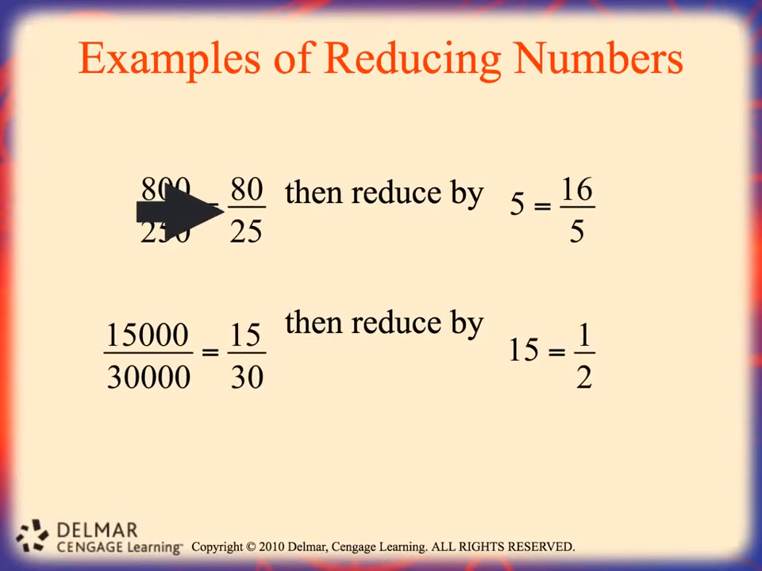We then can divide 5 into both of those. 25 divided by 5 is 5. 80 divided by 5 is 16 over 5, so we've reduced that.